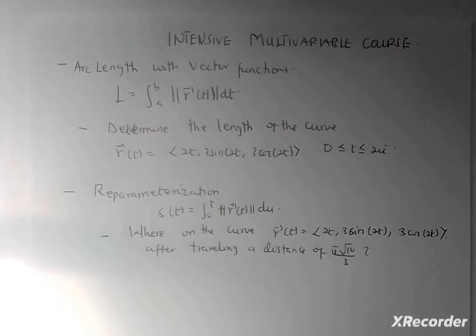This is another section of our intensive multivariable course. In this class, we are going to consider arc length with vector functions. We are going to also do reparameterization. Yes, it's a big word. So we are still under the umbrella of vector functions.